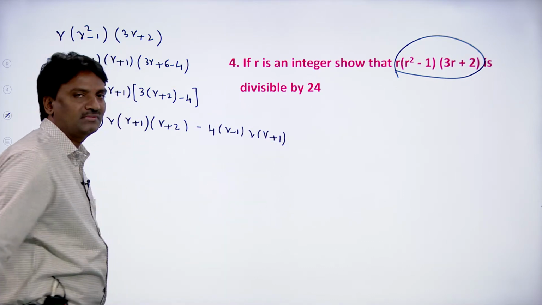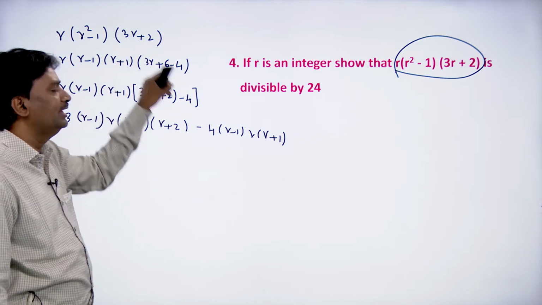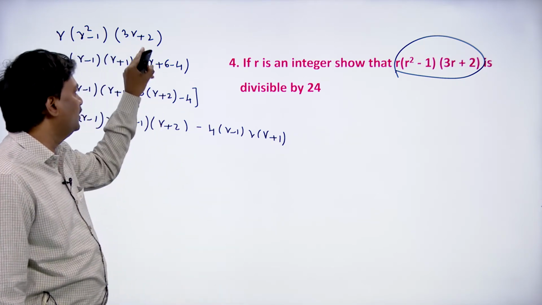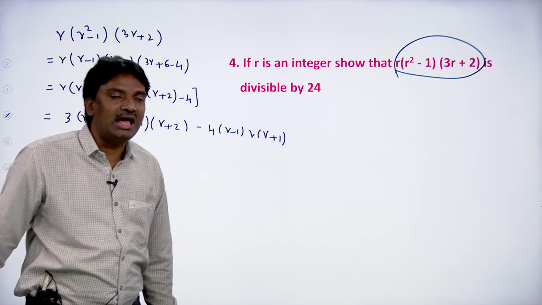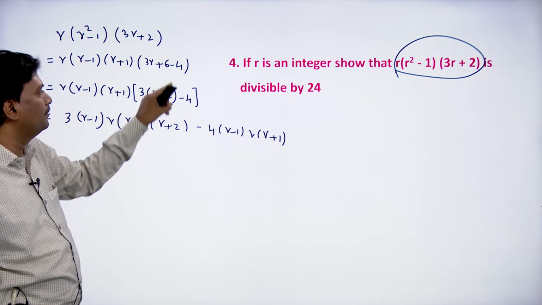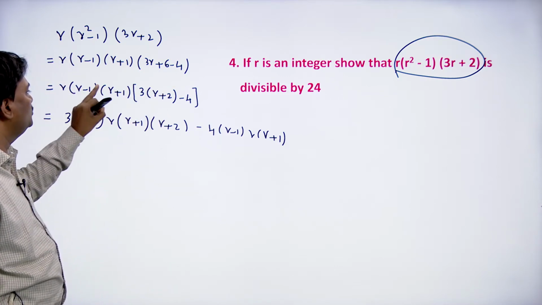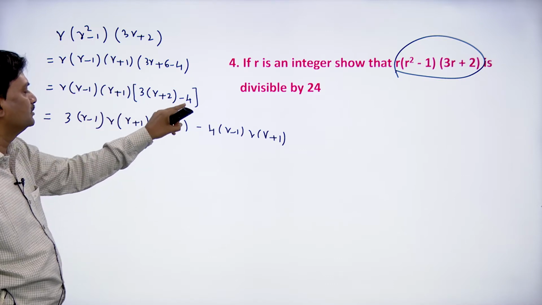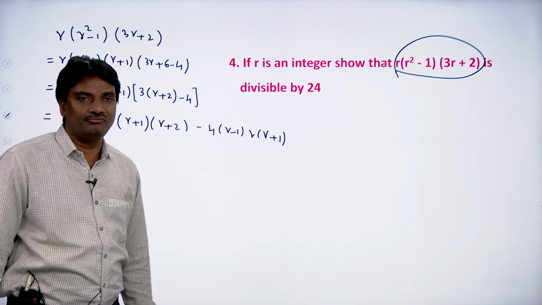By adding and subtracting 6 we can write 3r plus 2 as 3r plus 6 minus 4. From 3r plus 6, by taking 3 as common, 3 of r plus 2 minus 4. By separating, 3 into r minus 1 into r into r plus 1 into r plus 2 minus 4 into r minus 1 into r into r plus 1.